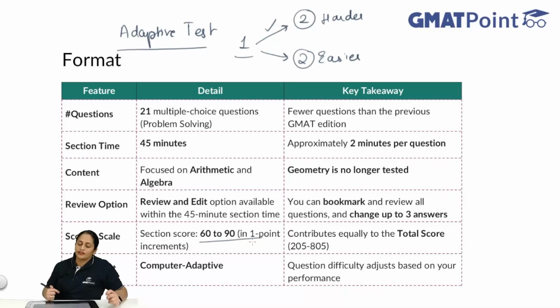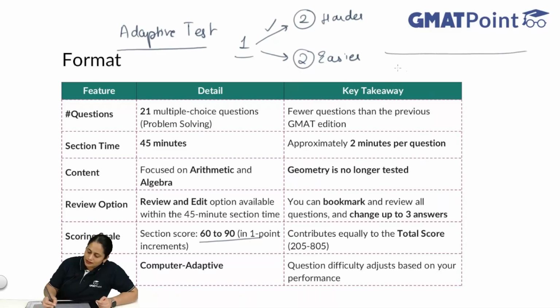Now let us come to the individual scoring mechanism. So consider this is your GMAT. These are the 21 questions that are there.